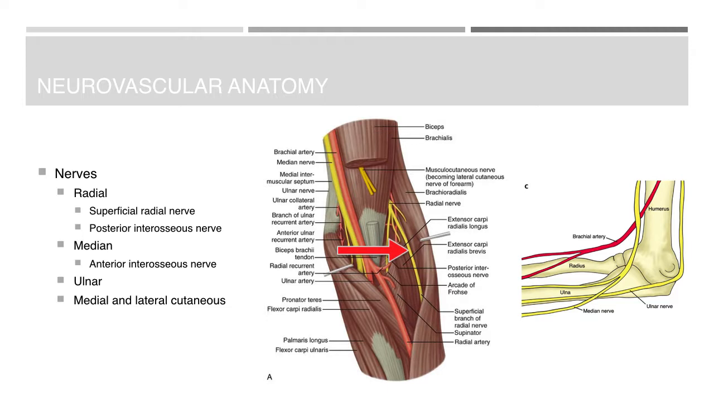The SRN continues under the cover of brachioradialis towards the wrist, while the PIN passes between the two heads of supinator into the extensor compartment of the forearm.